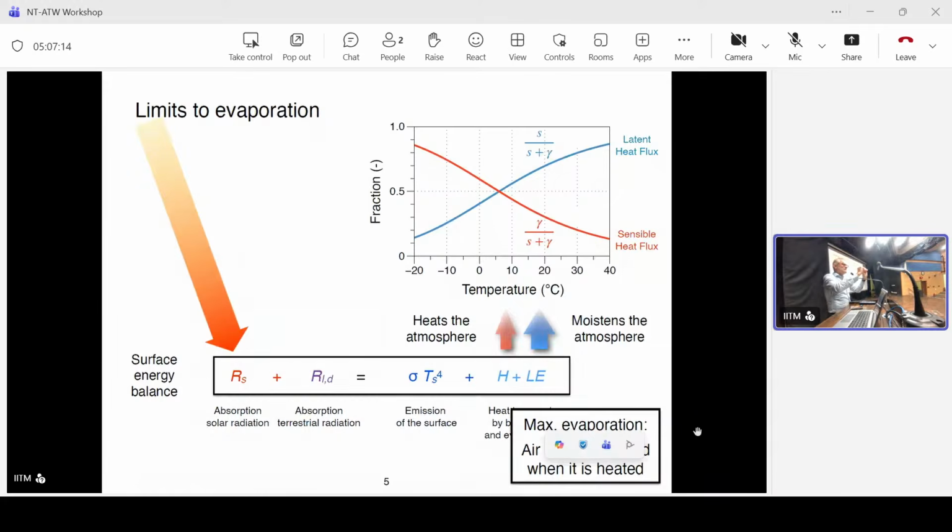But to keep it saturated when you heat it, Clausius-Clapeyron is basically an exponential function. So at a warmer temperature, when you increase it by delta T, you have a much greater increase in your saturation vapor pressure than when you are at a cold temperature. And that's exactly what is reflected here. That's why at cold temperatures, most goes into heating the air, while at warm temperatures, most goes into moistening the air.